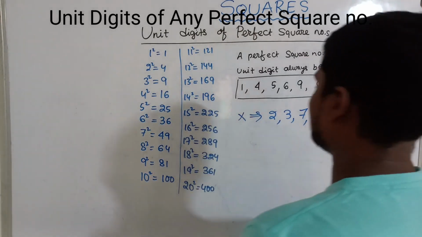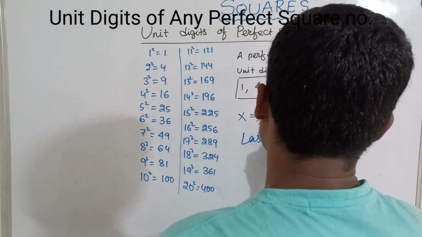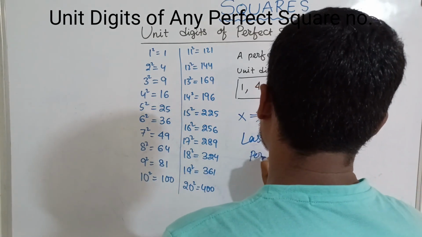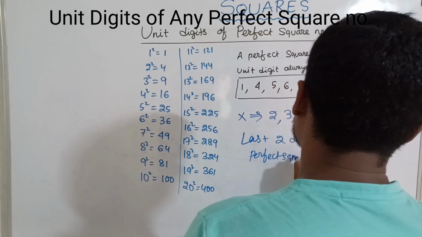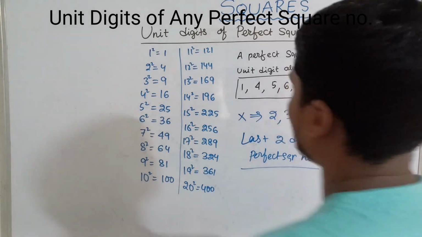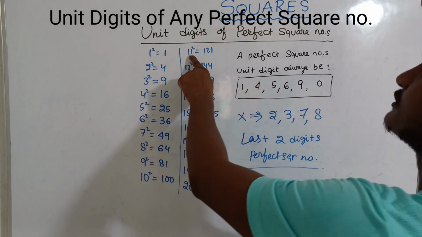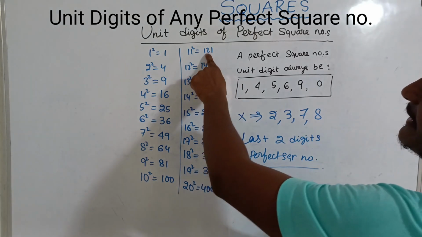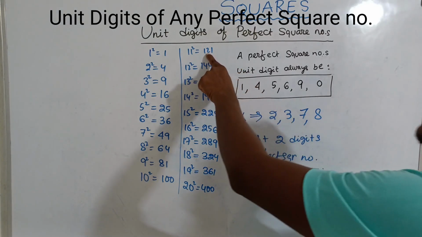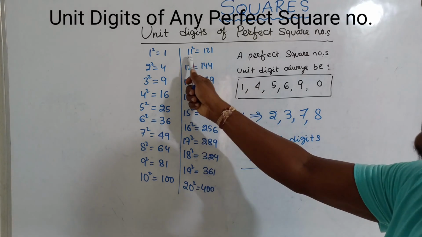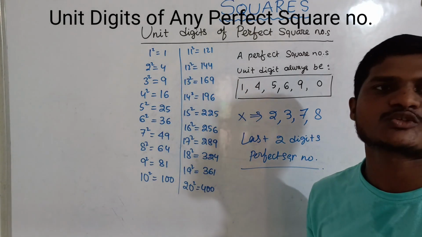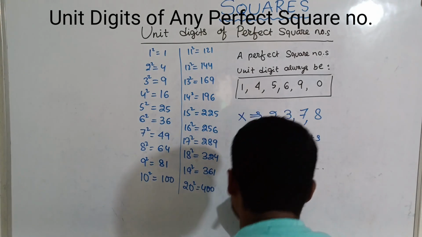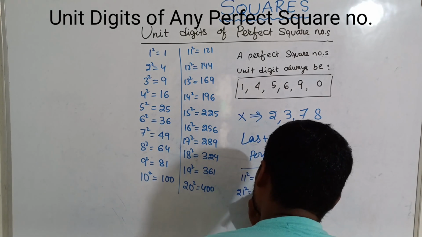And now we are going to discuss the last two digits of a perfect square number. So move on. I want to square 11. What is 11 squared? 121. If the unit digit is 1, the tens place is always even. Here 11 squared is 121. What is 21 squared? 441. So 11 squared is 121 and 21 squared is 441.